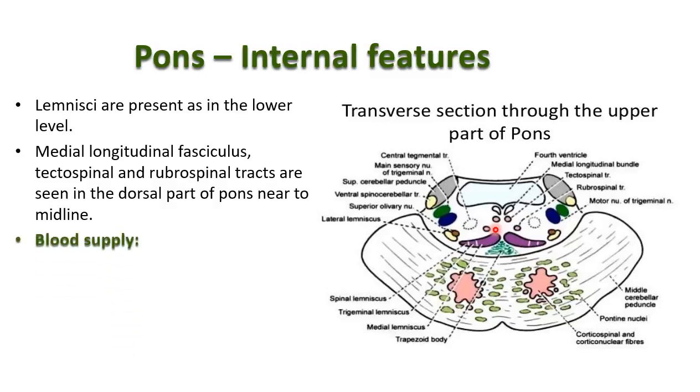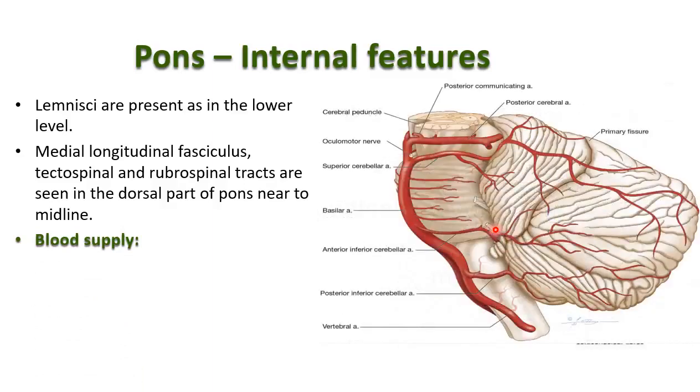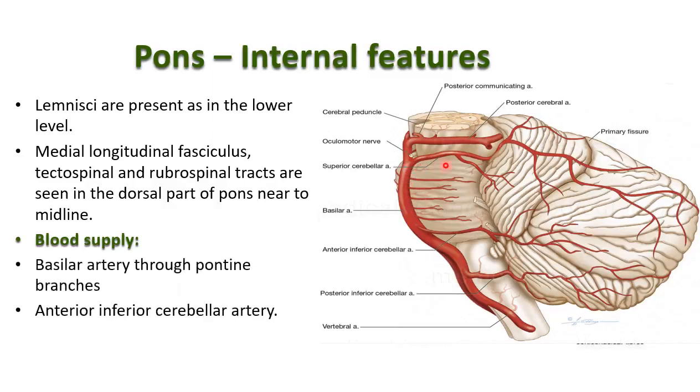Now finally coming to the blood supply of the pons. It is mainly supplied by the pontine branches arising from the basilar artery. So the basilar artery gives out pontine branches. They are paramedian in position, and they also wind around and form the circumferential branches. Apart from the pontine branches from the basilar artery, it is also supplied by the superior cerebellar artery, and then you have the anterior inferior cerebellar artery.